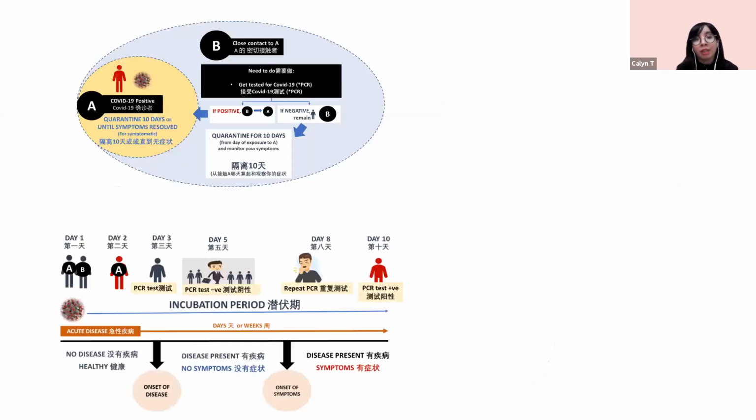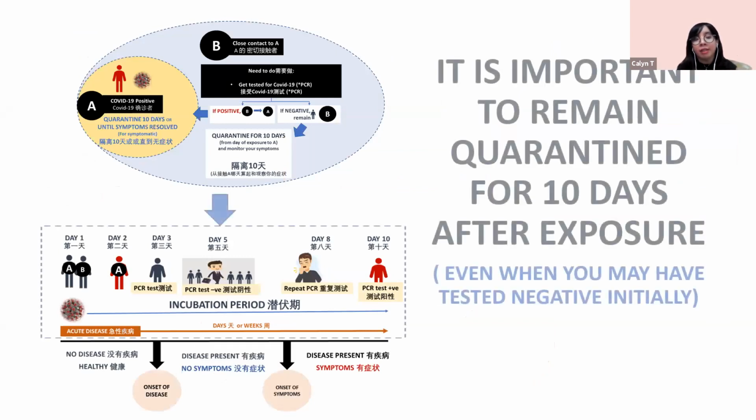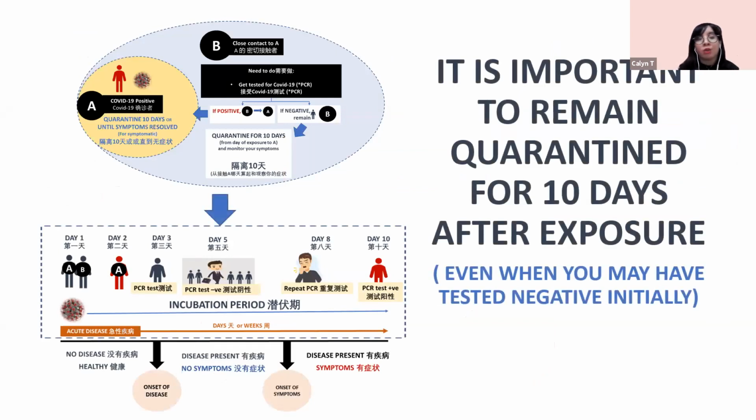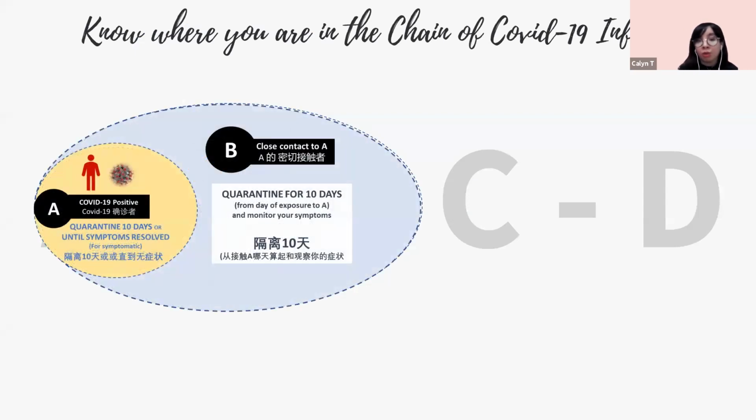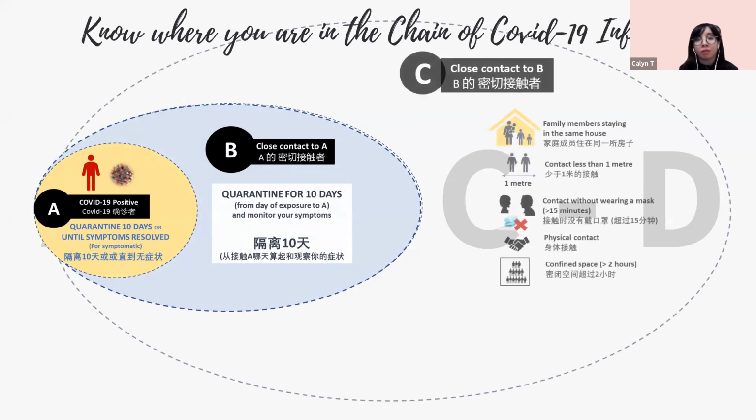So when you look at this side by side, it makes a lot of sense why you need to quarantine for 10 days, even after you are tested negative initially, because you need to monitor your symptoms and make sure that within the 10 days, you do not develop new symptoms that may mean you already have the infection, because the virus can be in your body but doesn't manifest yet. So disease present, no symptom. It can be this sort of state. Okay, so when you are B, you are a contact to A. So what you do is you get tested, and then you quarantine 10 days from the time of exposure to A and monitor your symptoms.